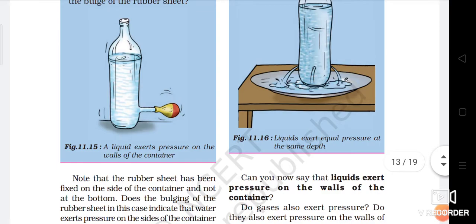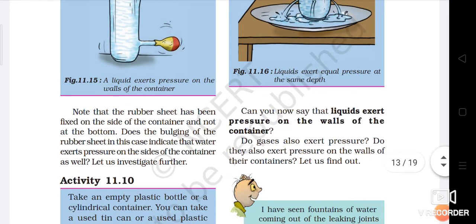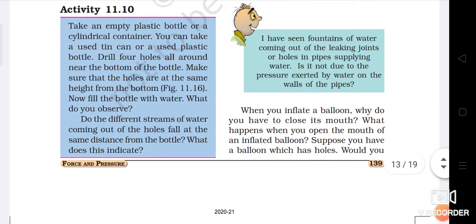So what does it indicate? Liquids exert equal pressure at the same depth. So liquids exert pressure on the walls of the container. Yes. Do gases also exert pressure? Do they also exert pressure on the walls of their container? That also we can find out.